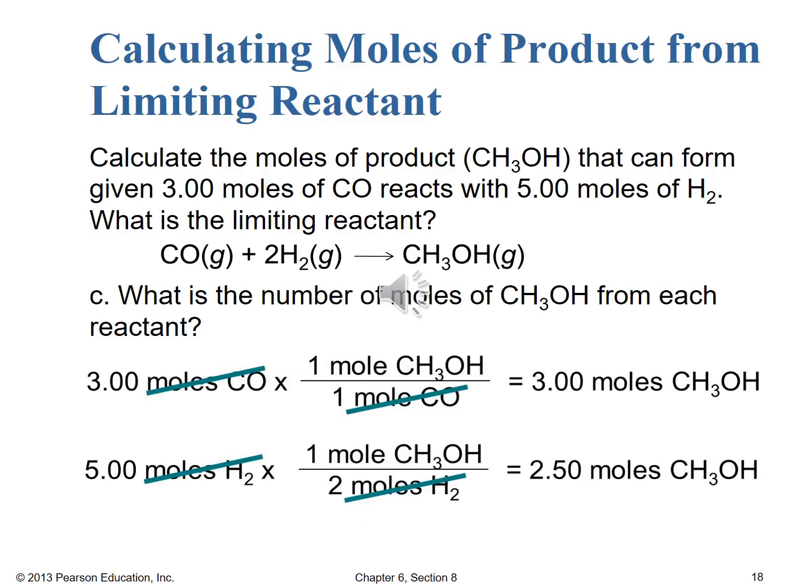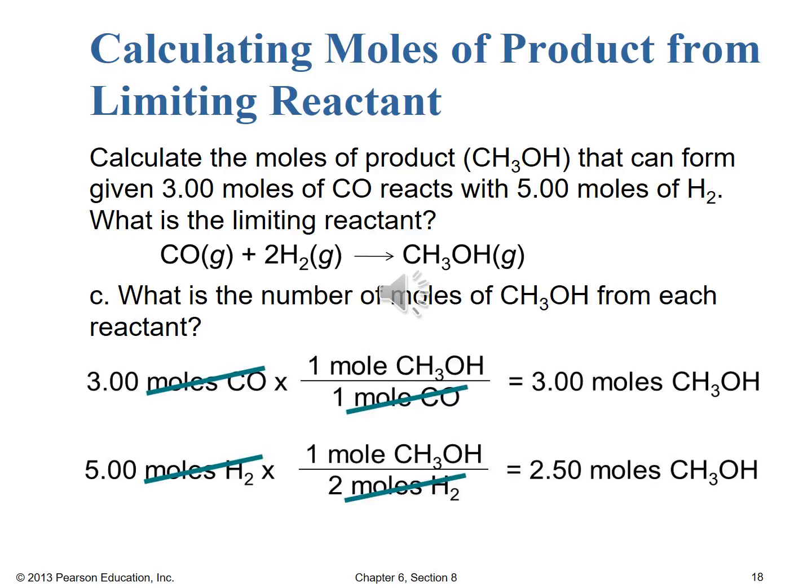Now on to part C, what is the number of moles of methanol from each reactant? Well, if we take that 3 moles of carbon monoxide and we use the correct form of the conversion factor where we have the 1 mole of methanol over the 1 mole of carbon monoxide, we see that we end up being able to produce 3 moles of methanol, right? It's a 1-to-1 stoichiometric relationship, so the 3.00 moles of carbon monoxide can be converted into 3.00 moles of methanol.